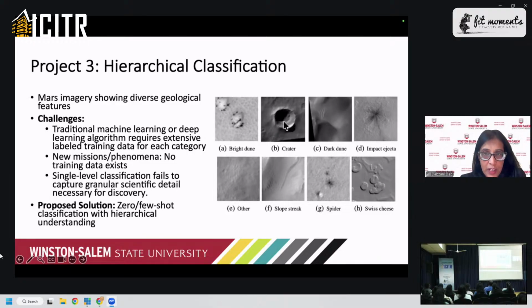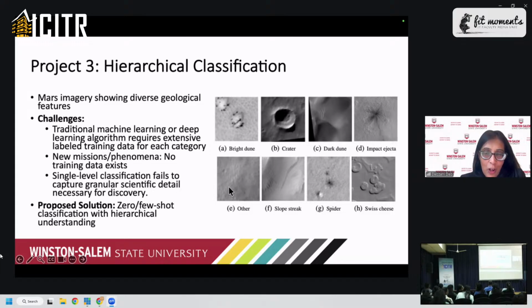Of course, this is crater, which is created because of some impact on the Mars surface. Then impact ejecta, we just saw this picture in the last slide, with rays coming out because something hit the Mars surface.